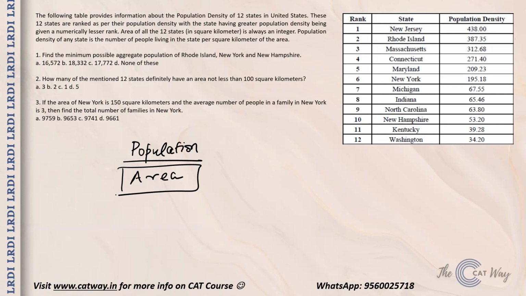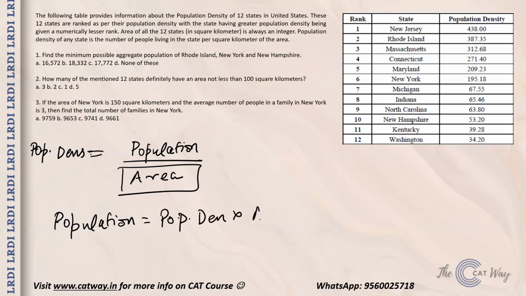Also, the number of people can never be in decimal. The total population can never be in decimal. So what we know, guys, is that population density is equal to population by area. So your population would be equal to population density multiplied by area. So wherever you see the population density is in decimal, like after the decimal there is some digit, it has to be multiplied by the area in such a way that it turns out to be an integer.